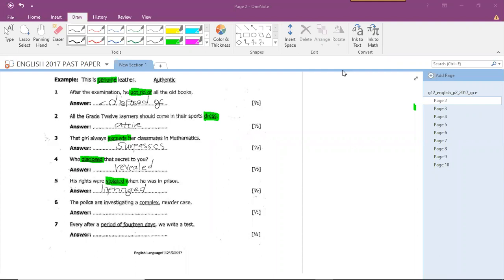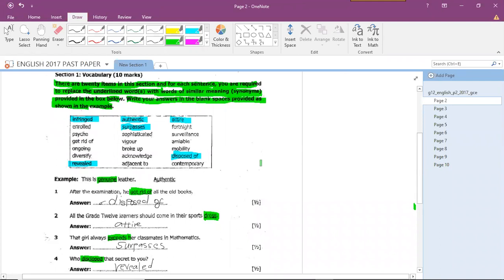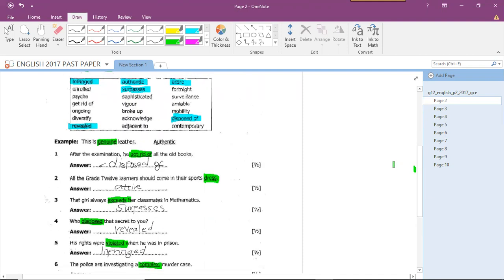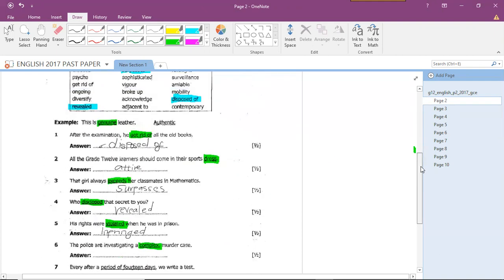All right, so we answered question 5 here, and the word that is synonymous with violated is infringed. So let's take a look at question 6, which states the police are investigating a complex murder case. Something that is complex is not easy to understand; you have to really think about it in order to understand. So we're looking for a word that is synonymous with the word complex. Is it enrolled, psych, get rid of, ongoing, diversity, sophisticated, vigor, broke up, acknowledge, adjacent to, fortnight, surveillance, amiable, mobility, or contemporary?